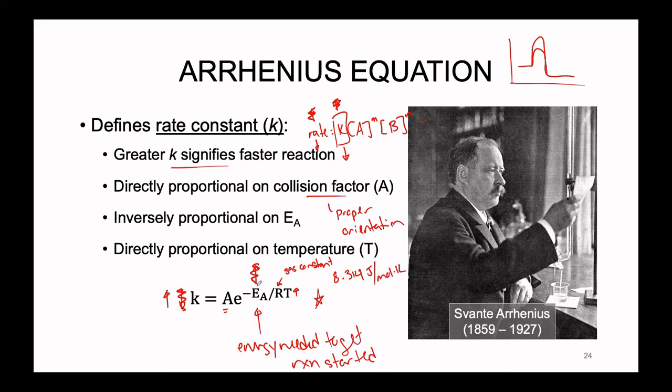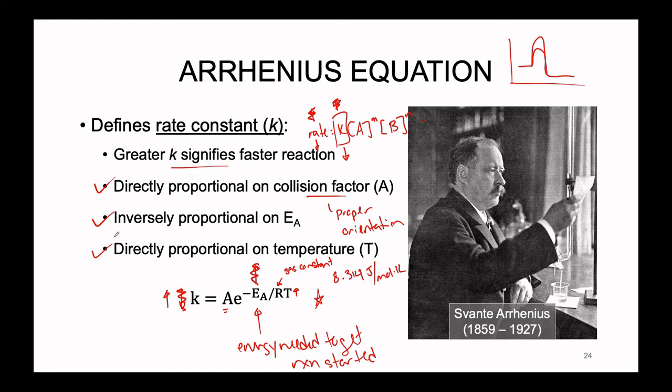All right, so all in all, our rate constant K is directly proportional to the collision factor, it is inversely proportional to the activation energy, and it is directly proportional to temperature. So each of these variables is related to K in the way that we would expect them to be directly or inversely related to the rate.